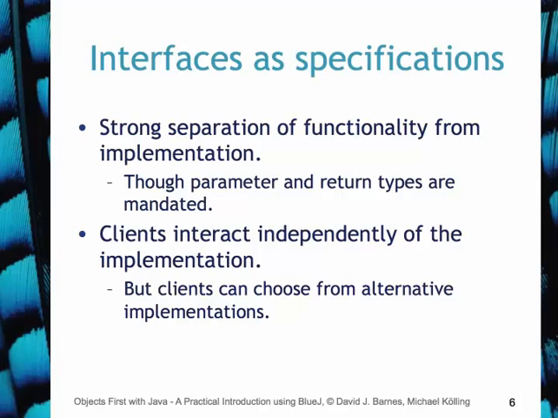Now, it is still the case that both the parameter types and the return types are mandated because that is necessary so that we can have polymorphism over the interface type. So the way that a client interacts with the thing in an interface is independent of the implementation, in the sense that the client can call the interface without needing to know anything about how this particular implementation of it works. It also means that clients can choose from alternative implementations when one may be more suitable for it than another.